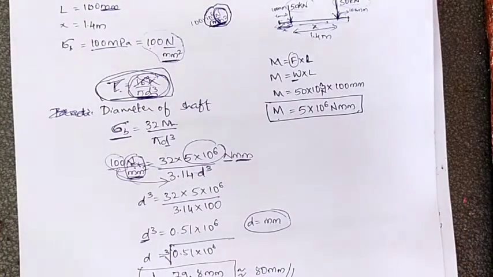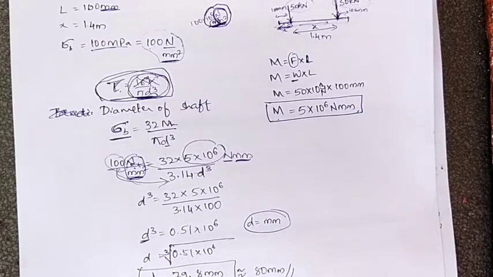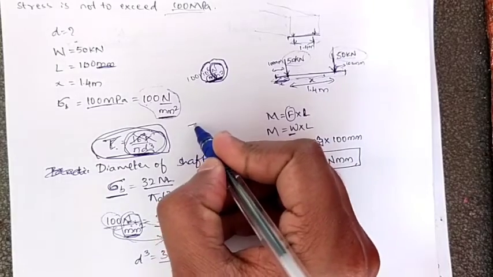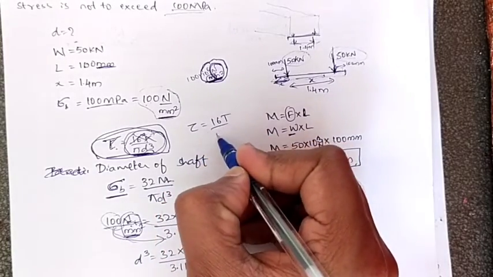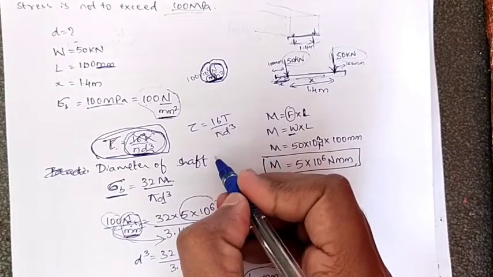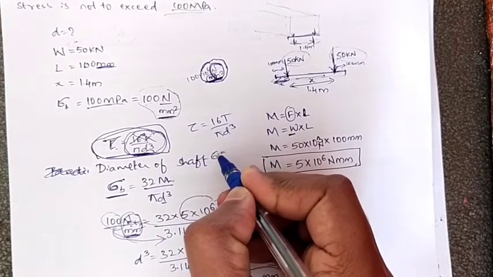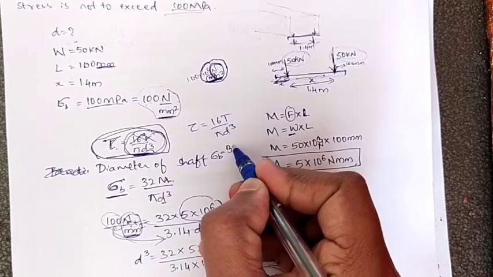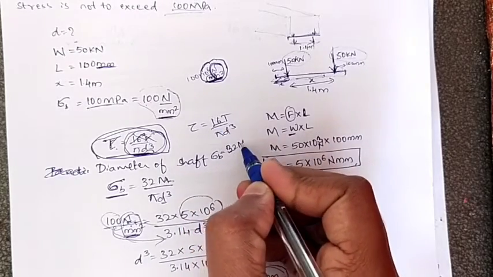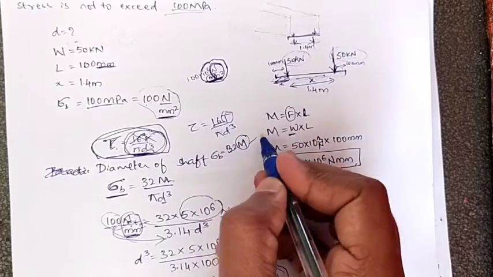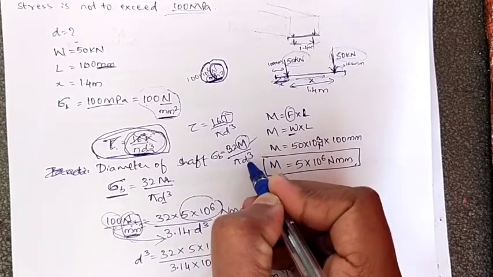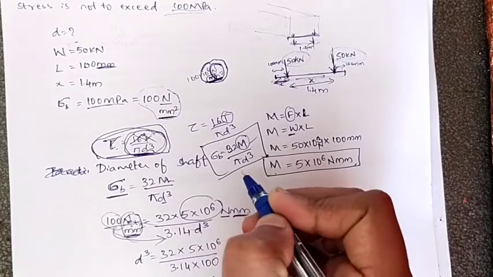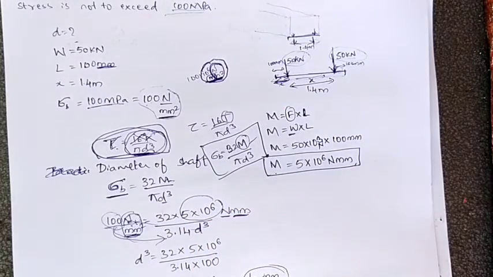So as we found out from here, whatever we are solving, instead of using shear stress equal to 16T by pi d cube, you should use sigma, that is bending stress, equal to 32 instead of 16, 32 m instead of T, m divided by pi d cube. You can use this formula to find the value of the diameter of the solid shaft. So this is how we are solving this problem.